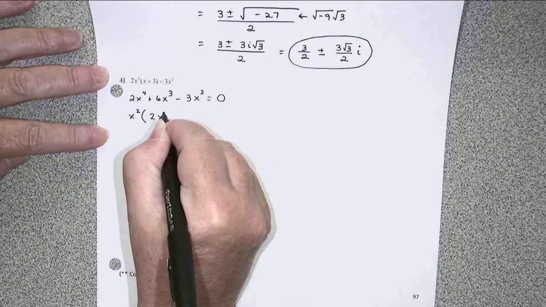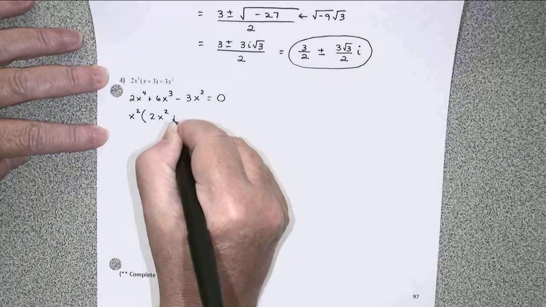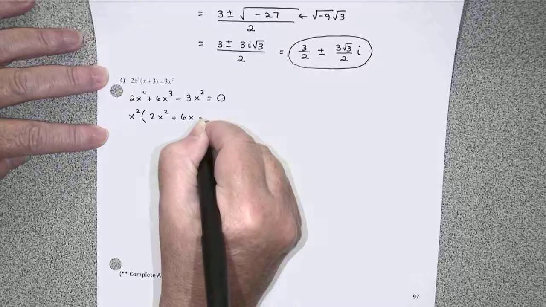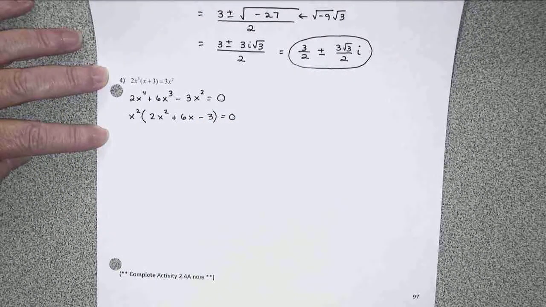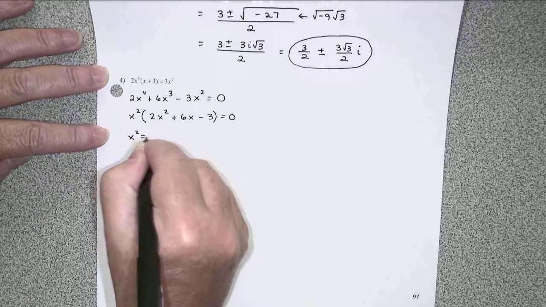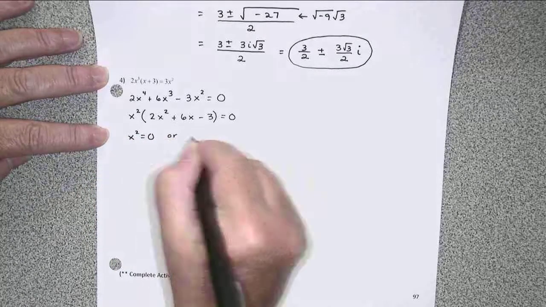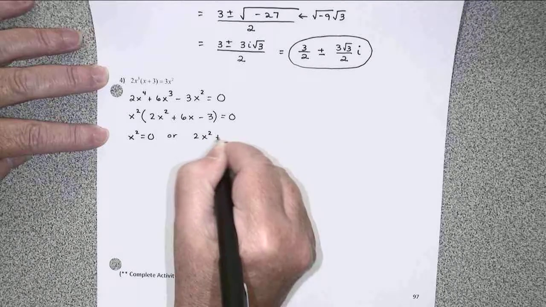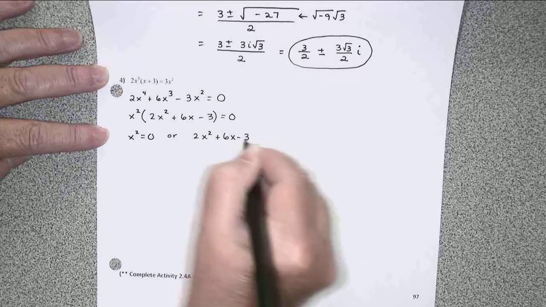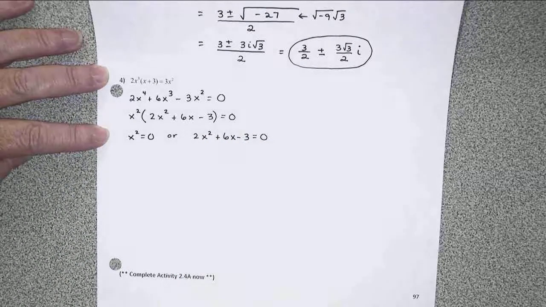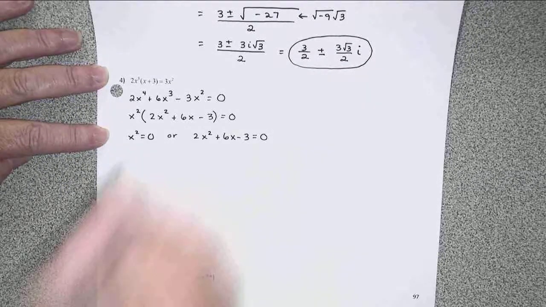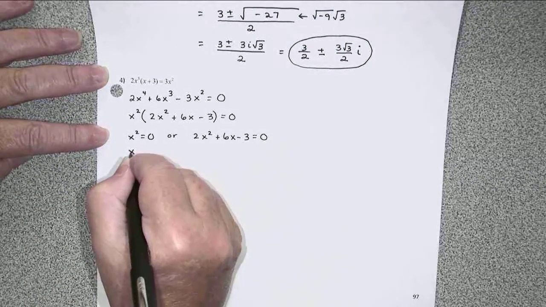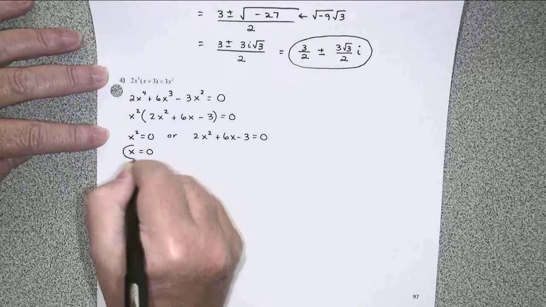So I'm going to do that right away. And that's going to give me x squared times 2x squared plus 6x minus 3 equal to 0. That means x squared equals 0, or 2x squared plus 6x minus 3 equals 0. x squared equals 0. Just taking the square root, x must be 0.